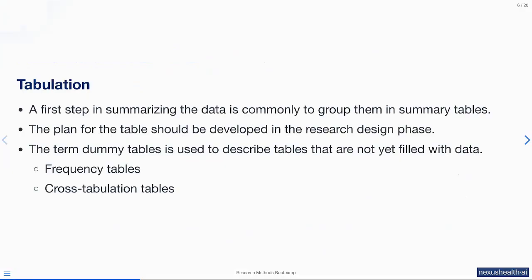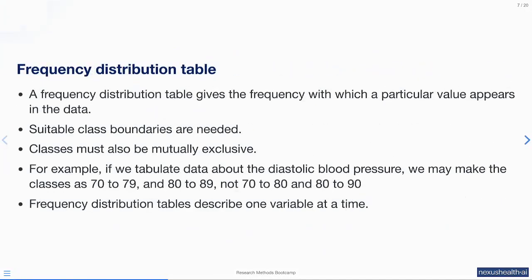Dummy tables are tables that have not yet been filled with data, and examples of dummy tables are frequency tables and cross-tabulation tables. A frequency distribution table gives the frequency with which a particular value appears in the data. Suitable class boundaries are needed, and the classes are mutually exclusive.